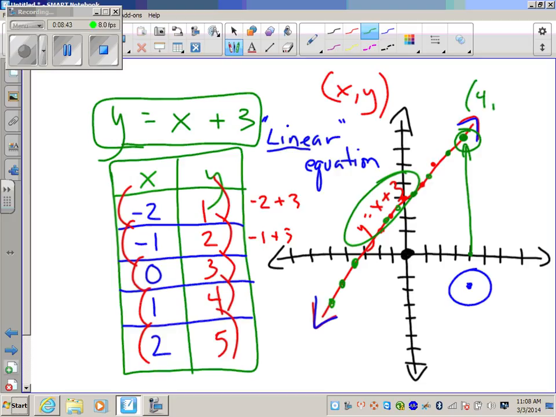Is 4, 7 a solution to my rule? If I put in 4 for x, do I get 7 for y? Yeah, I do. So anything that falls along your straight line would also be a solution to your rule, to your equation. That's why you draw the line. Okay? Any questions there?